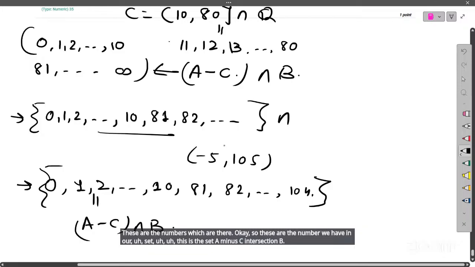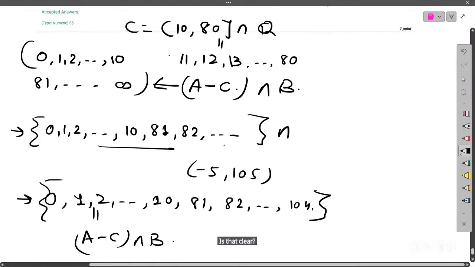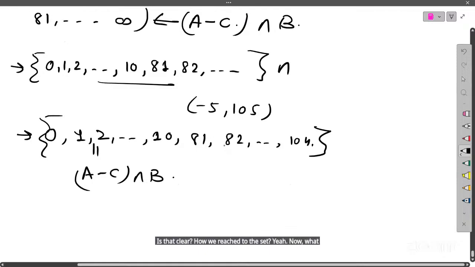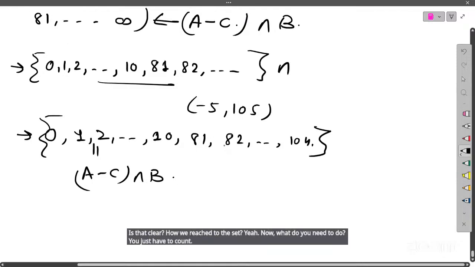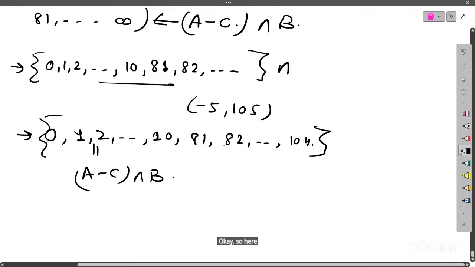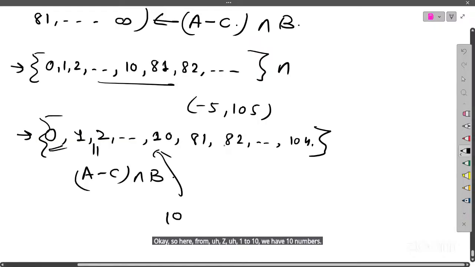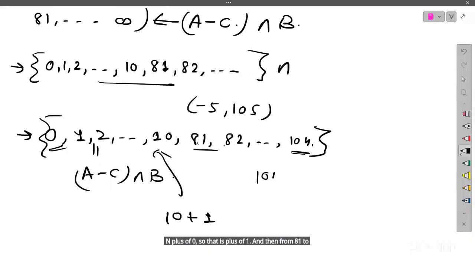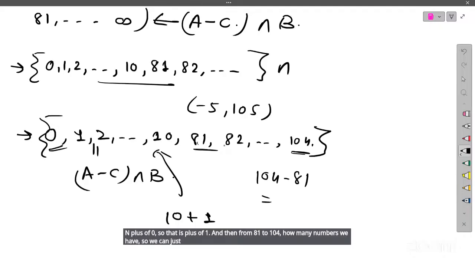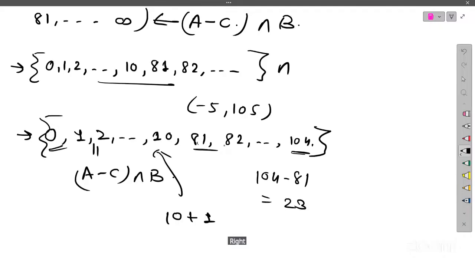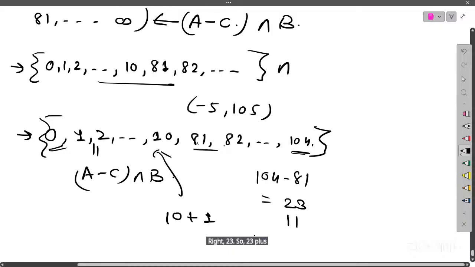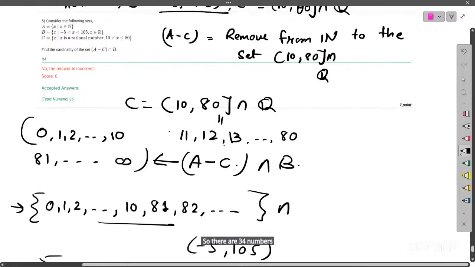Is that clear? How we reached the set? Yeah. Now what you need to do? You just have to count. Okay. So here from 1 to 10, we have 10 numbers and plus of 0. So that is plus of 1. And then from 81 to 104, how many numbers we have? So we can just subtract them and we get 23. So 23 plus this 11, so that will be our 34. So there are 34 numbers in the intersection.